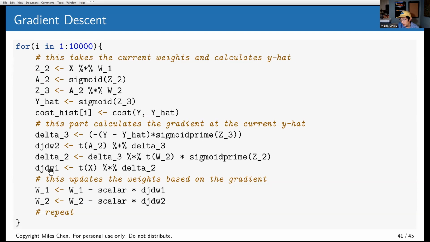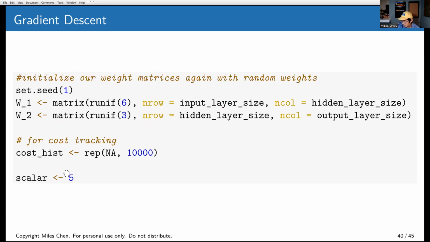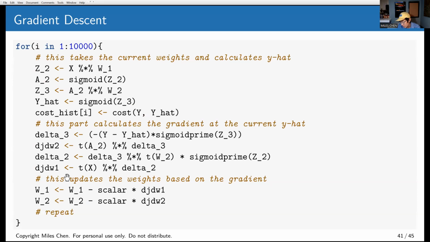And then now that I have my gradients, we're going to take our current value and take a small step based off of our gradient. Okay. Right now I have my scalar value set to 5, and that seems to be an okay step size here. All right, is that okay?